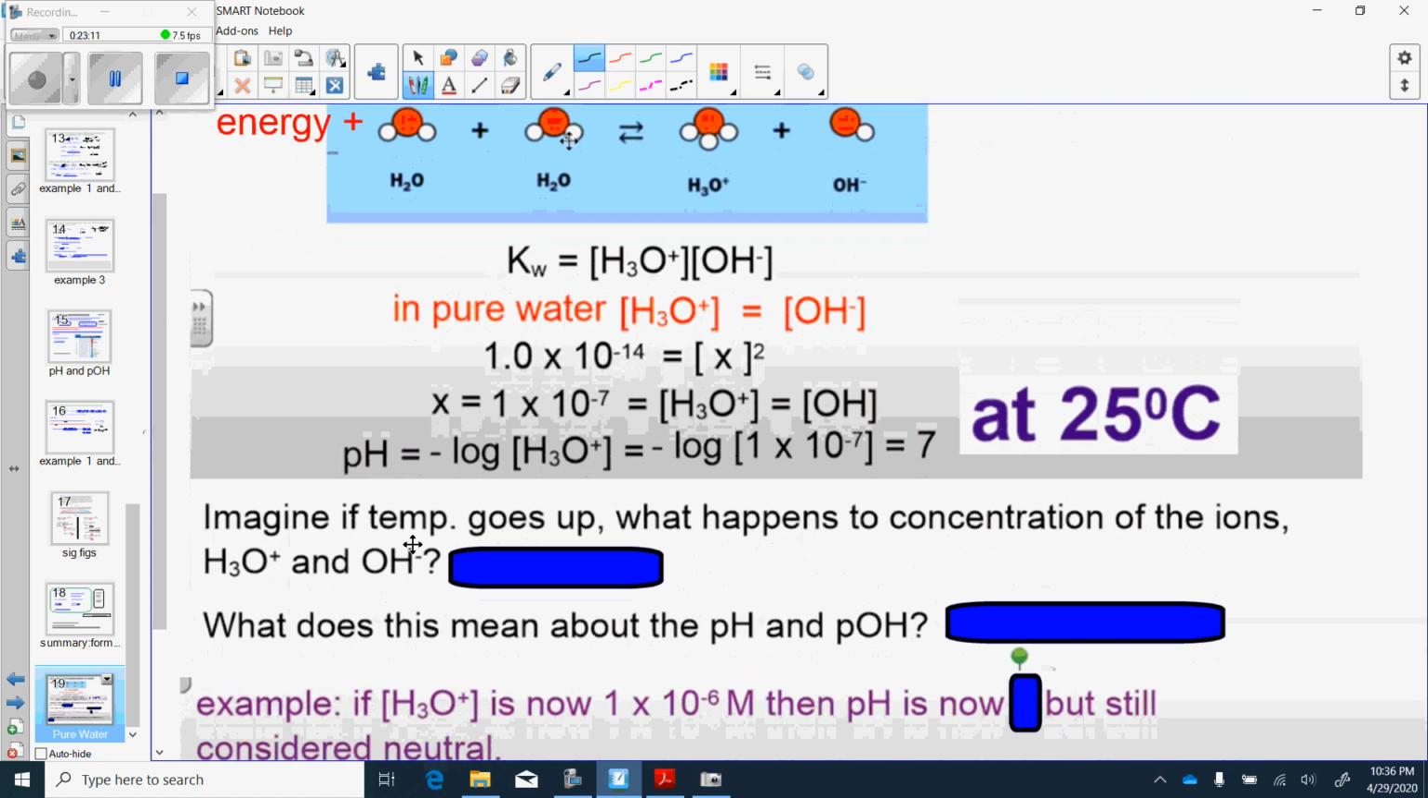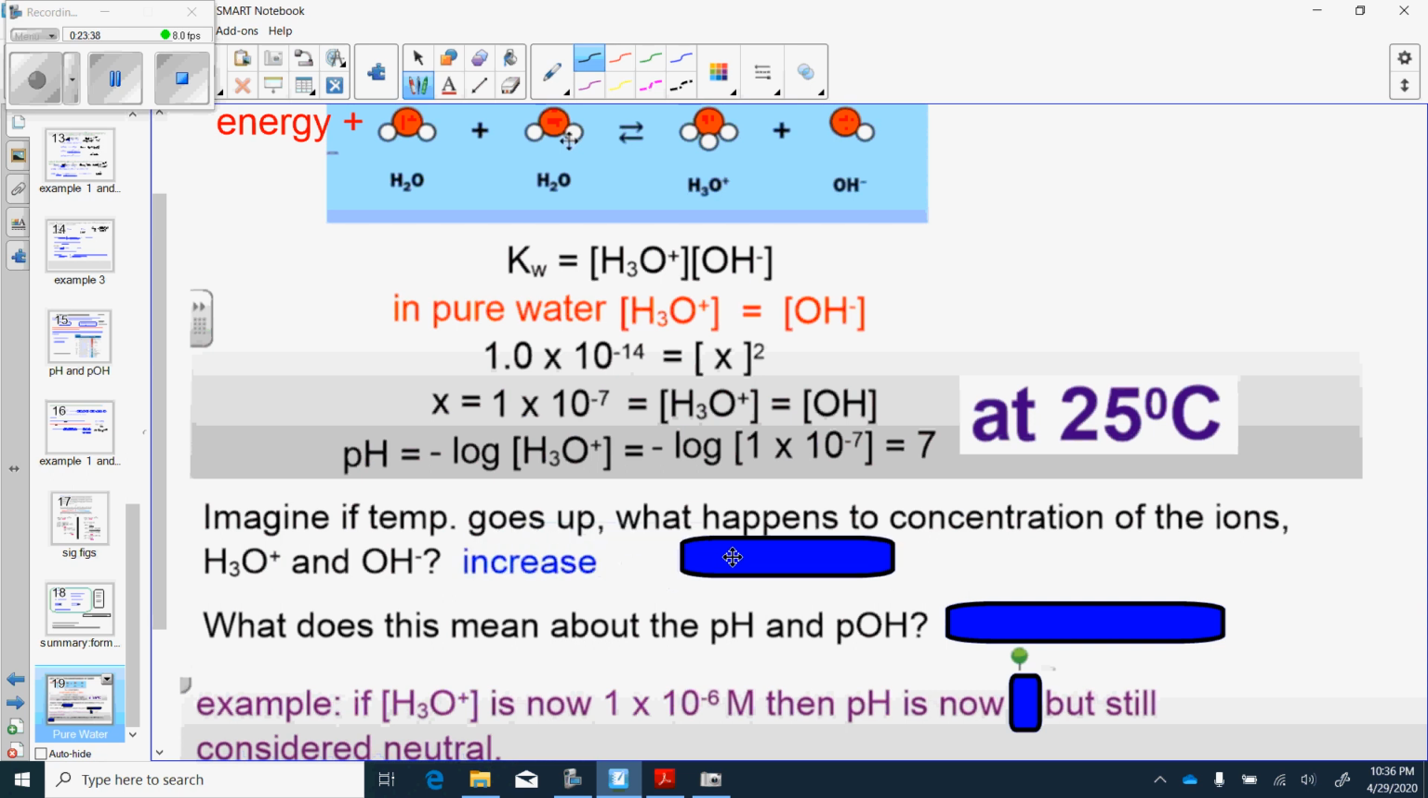Imagine if the temperature goes up. Let's do a little Le Chatelier's principle. What happens if we don't have 25? Let's say we have 30 degrees Celsius. What happens when the temperature goes up? We know if we increase the temp, that's our stress, an increase in temperature, which way is this going to shift? I hope you're saying it's going to shift to the right. And yes, it does shift to the right. And when it shifts to the right, it uses the stuff up and it makes more ions.